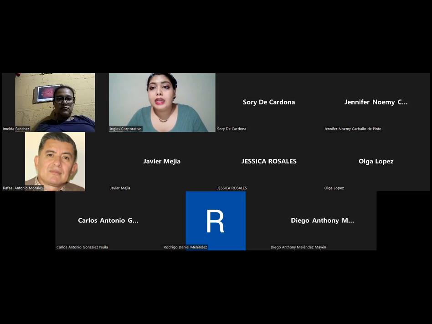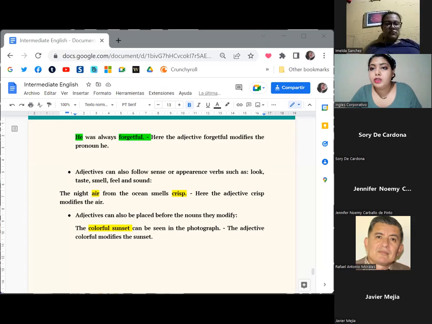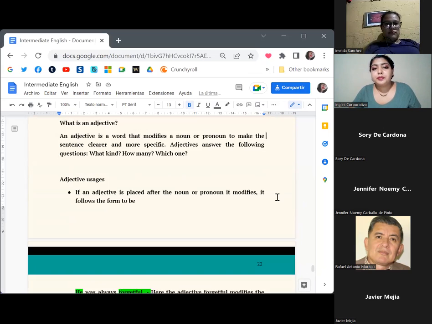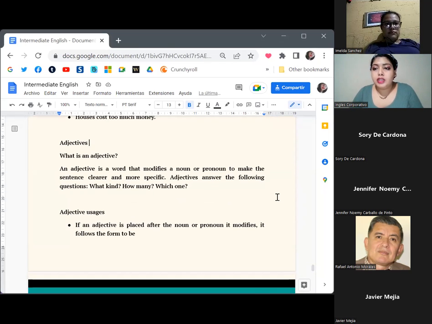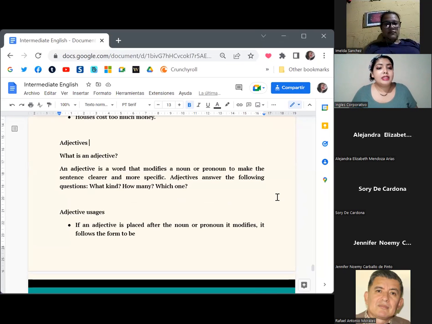So now we are going to begin, and we are going to read the things that we were seeing yesterday to remember what we were learning. Yesterday we were talking about the adjectives, and we were saying what is an adjective. And also we have some categories for this. So here we have the information that we were reading yesterday, and we have the question, what is an adjective? It says that an adjective is a word that modifies a noun or pronoun to make the sentence clearer and more specific. Adjectives answer the following questions: what kind, how many, which one?